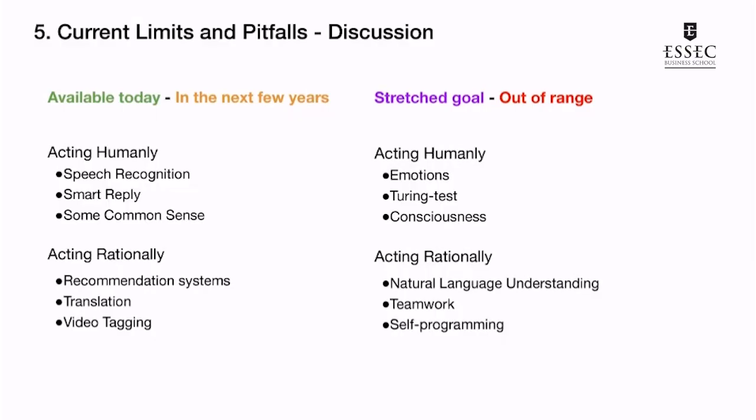So now I would like you to do a little exercise. Here is a set of technologies in 2 columns. I simplified the work a little bit. In the left column, you have a set of technologies in the category acting humanly or acting rationally, and some of them are available today, and some of them may become available in the next few years. Whereas in the right column, on the same categories, you have what could be stretch goals or really out of range. So just take one of them and think about it and prepare the answer. I'm going to ask you in a couple of minutes what you think.